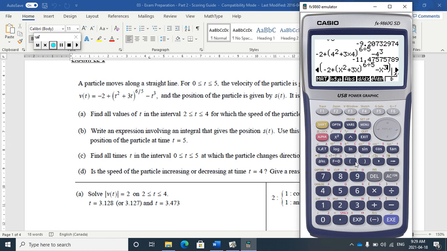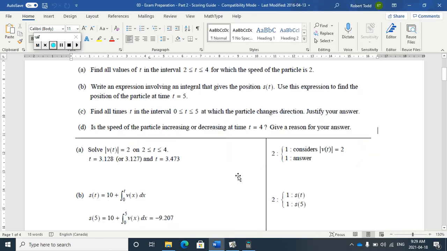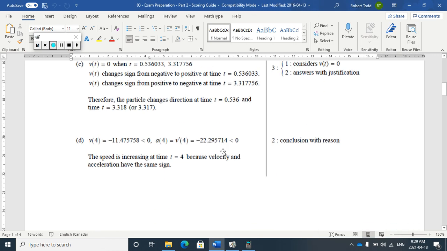Negative 2 plus x squared plus 3x to the 6/5 minus x cubed, and at value x equals 4. This is the derivative of velocity at x equals 4. So this is acceleration at x equals 4, and they get negative 22. That's what we see down there. And so here's the conclusion. If velocity is negative and the acceleration is negative, what that means is the acceleration is making the velocity more negative, and that's increasing the speed. So the speed is increasing at time t equals 4 because velocity and acceleration have the same sign.